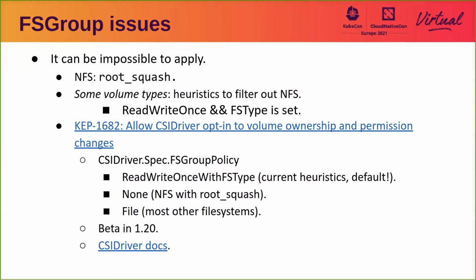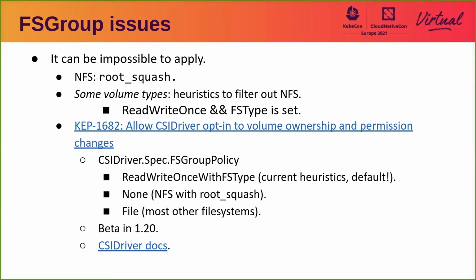So in Kubernetes 1.20, we have a beta FSGroupPolicy field in the CSIDriver object. By default, it is set to ReadWriteOnceWithFSType, which is the current heuristic, because we can't change the default behavior. But we strongly recommend CSI driver vendors to set it either to File or to None.